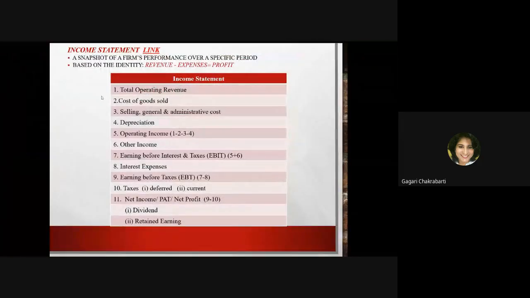Okay, so we start from the total operating revenue. This is the revenue that the firm gets from its operation. So this is the sales revenue. Maybe if the firm is selling a commodity, it is the sales revenue. So we start from that. Out of that, we shall now be subtracting different types of costs and expenses in order to come to the profit.